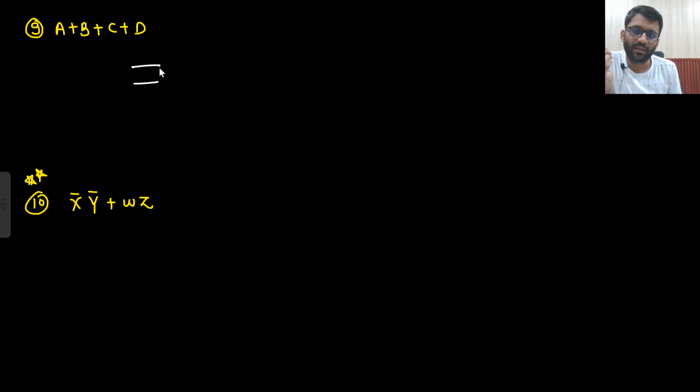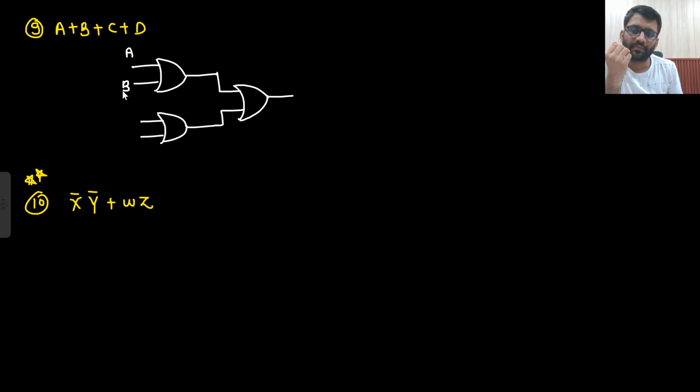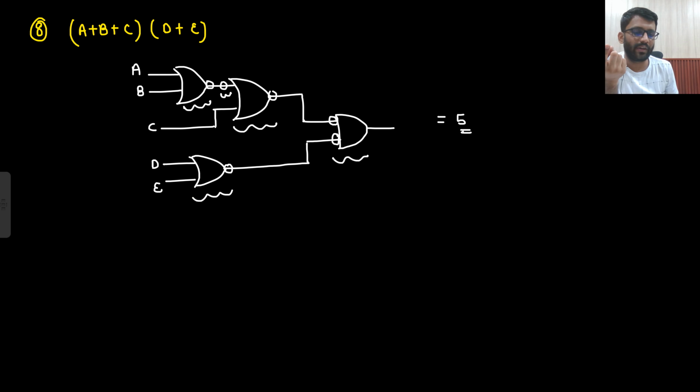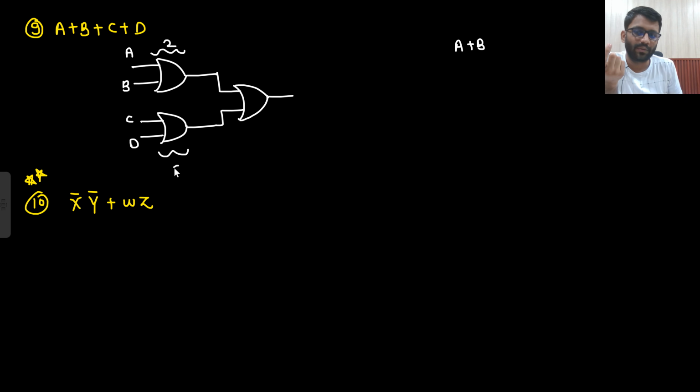So again, a plus b, b plus c, and then both will be added. Right? So this will require 2. This will require 2 because this is a NOR gate. So to implement NOR gate, how much you required? 2, right? To implement OR gate you required 2. So here also you will require 2. 2 and 2. Answer will be 6.